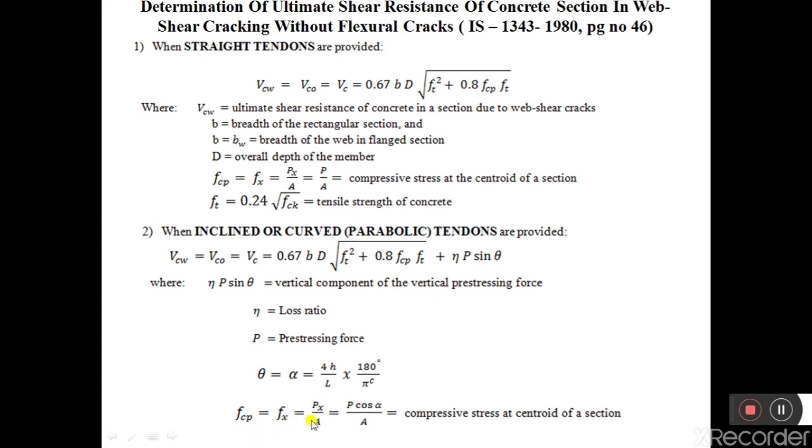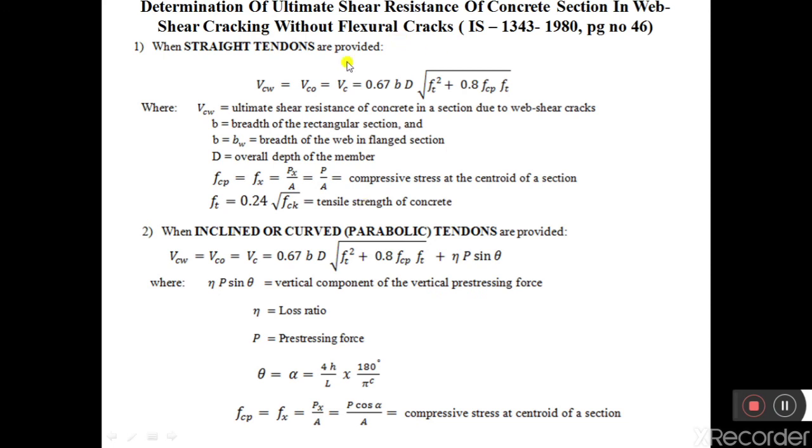and FCP is equal to f of x, which is equal to Px by A, where Px is equal to P cos alpha by A. Again, P is the prestressing force, alpha is the inclination of the cable or slope, A is the cross section area of the section. Therefore FCP is the compressive stress at the centroid of the section.